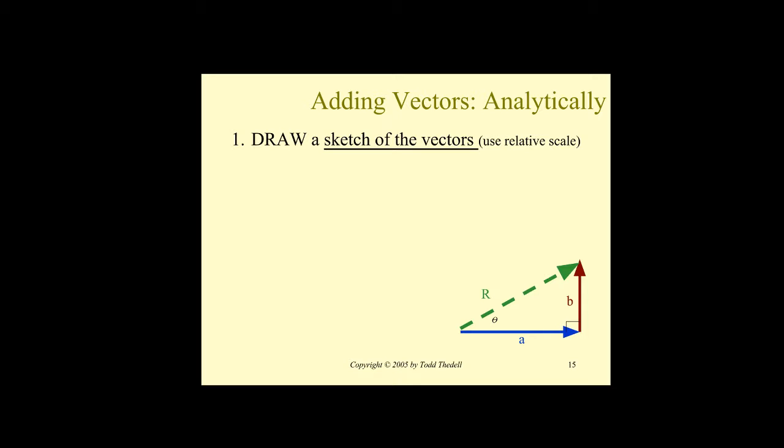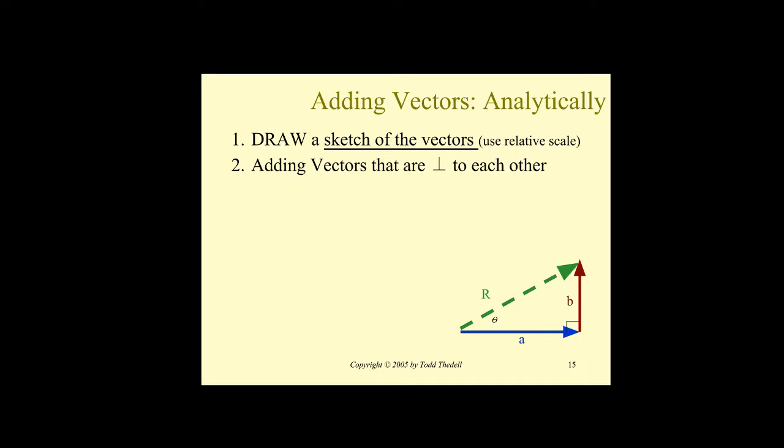So the first thing I suggest is to draw a sketch of the vectors. You don't have to draw exact relative scale. You know, in this one it appears that B is a little bit larger than A, and A is going off to the east or the right, and B is going up or to the north, or whatever the story goes. And then the resultant goes from the beginning of A to the end of B, and the angle of R is, of course, between R and A.